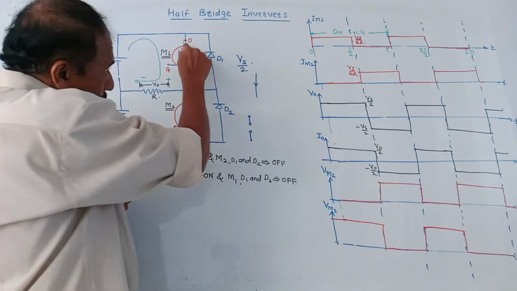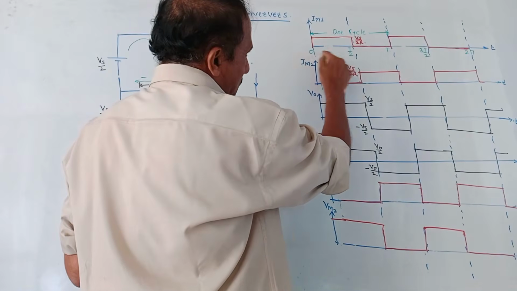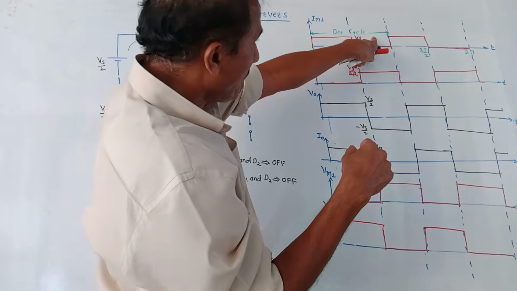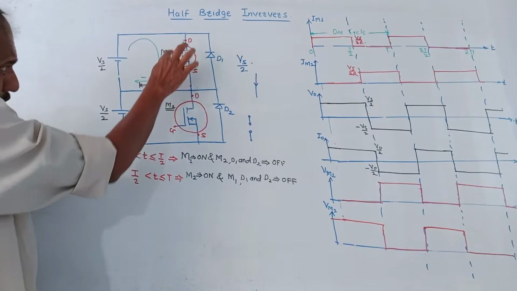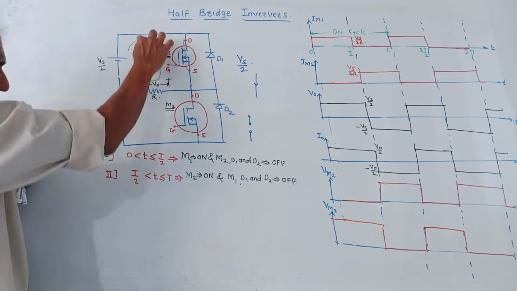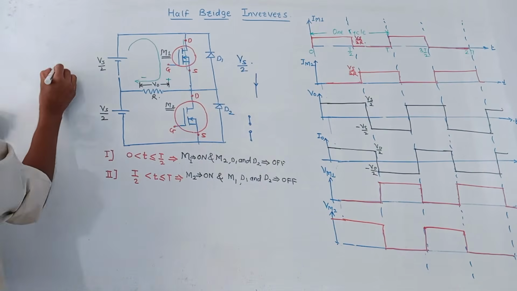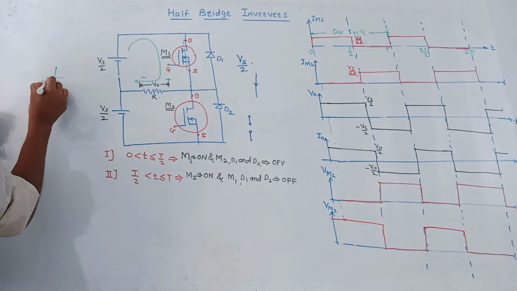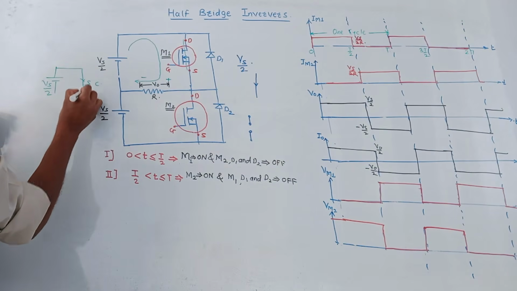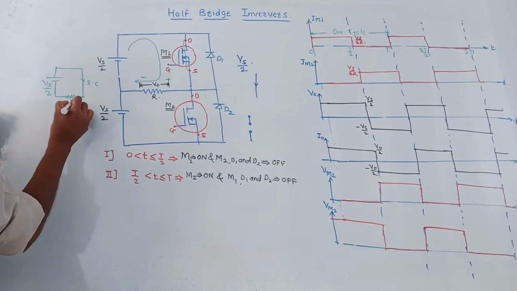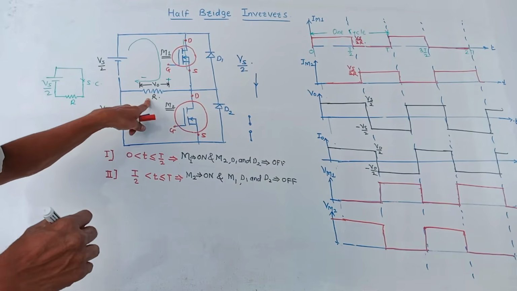In this case, MOSFET M1 is on, so we get the IM1 current like this from 0 to T by 2. This value of current is Vs upon 2R. Why Vs upon 2R? This MOSFET is on, the second MOSFET is off, so I am talking about only this part. This is short circuited. In simplified way, you can write the circuit like this. This is Vs by 2. This MOSFET is on, that means short circuited, and this is load R. So ideally, the entire voltage Vs by 2 will appear across resistance R.